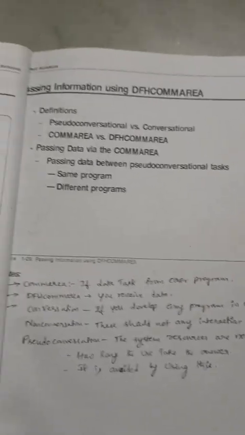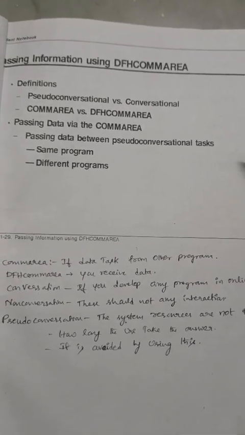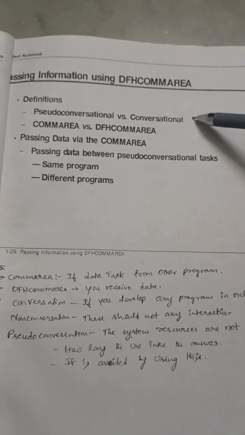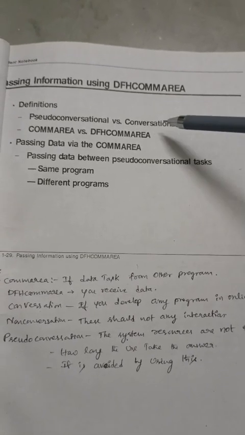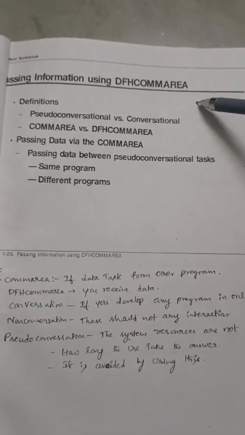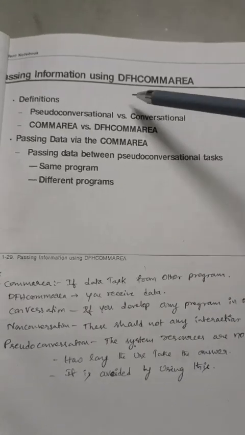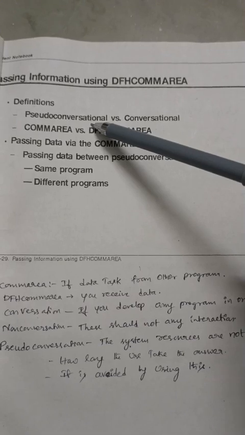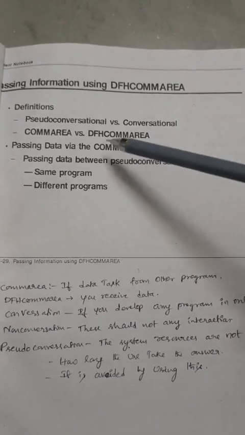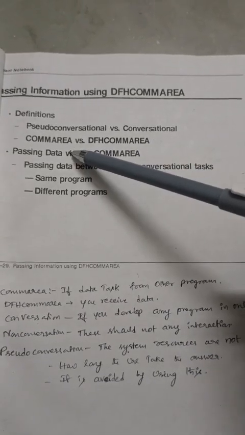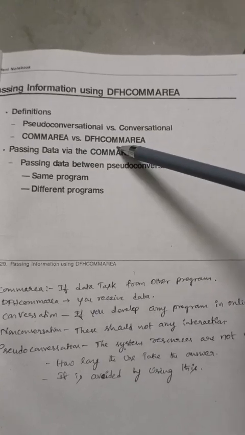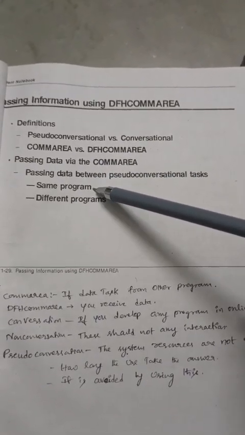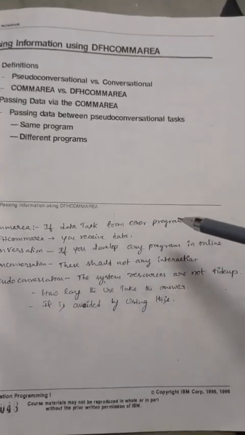Let's move on to the application program interface. How is information passed between different programs, using DFHCOMMAREA and COMMAREA? How do we pass information from one program to another program by using DFHCOMMAREA? It can be a pseudo conversational program, and we can pass the COMMAREA or DFHCOMMAREA. Passing data via COMMAREA can be done to the same program or a different program.